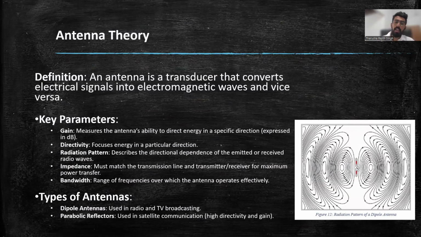Understanding antenna theory is crucial for designing efficient wireless communication systems. By selecting the right antenna and optimizing its parameters, we can ensure reliable signal transmission and reception even in challenging environments. So, in conclusion, antenna theory is a fundamental aspect of wireless communication, enabling the design of antennas that meet the specific needs of various applications from broadcasting to satellite communications.